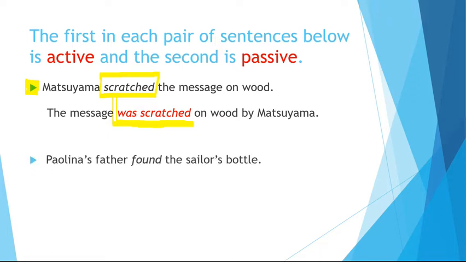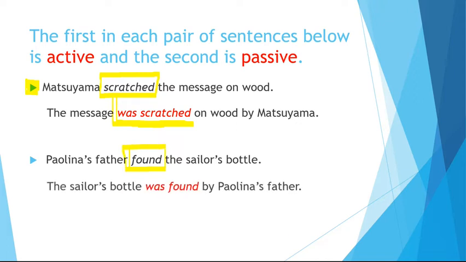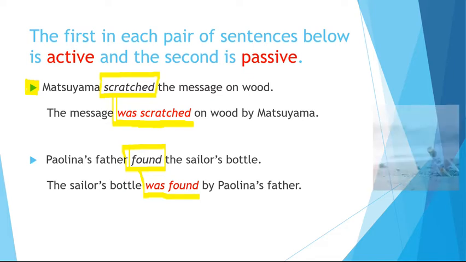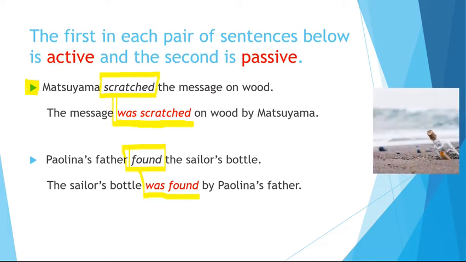Another example, Paulina's father found the sailor's bottle. Take a look at the verb, found is in the past simple. When changing into passive, we add something. As always, we add was, because it's in the past, and found, the past participle of the verb. This is the message. Paulina's father found the sailor's bottle, and the bottle contained a message.